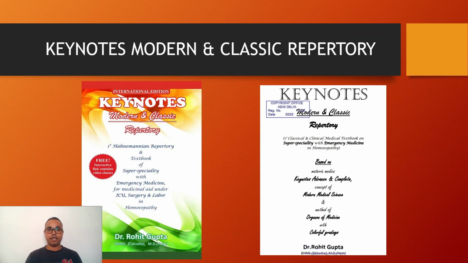First of all, you have to open KMCR, that is, Keynotes Modern and Classic Repertory. But before starting it, you must know the fundamental concepts of this repertory. This is based on the 122 years old Allen Keynote Materia Medica's revised and upgraded edition, Keynotes Advance and Complete, for the knowledge of medicine. Concepts of modern medical science and allied subjects for the knowledge of disease and their characteristics, signs and symptoms to understand their conversion in rubrics and subrubrics. And the method of Organon of Medicine for the knowledge of the best method employed in homeopathic practice guided by Dr. Hahnemann, with colorful gradings in 4 colors which are not only used in medicine but also in subrubrics.